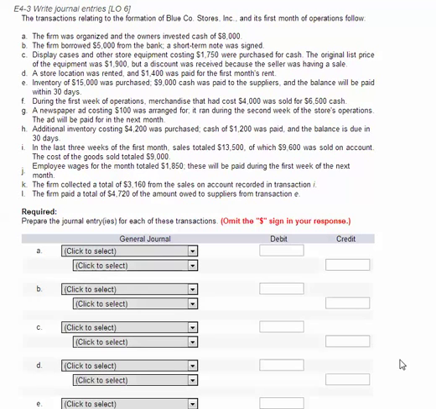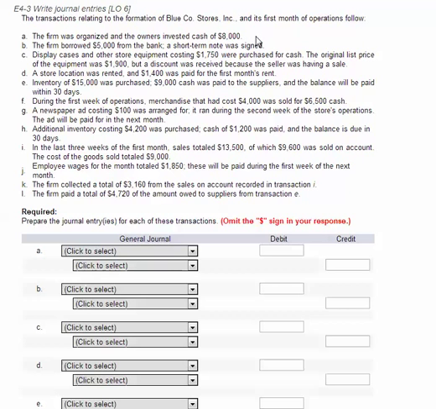Let's look at an example to do journal entries. This is exercise 4-3 in your textbook, which refers back to the transactions in exercise 4-1 on page 130. It says the transactions relating to the formation of Blue Coast Stores Inc. in its first month of operations follow. A. The firm was organized and the owners invested cash of $8,000.